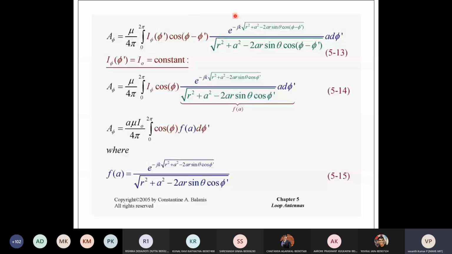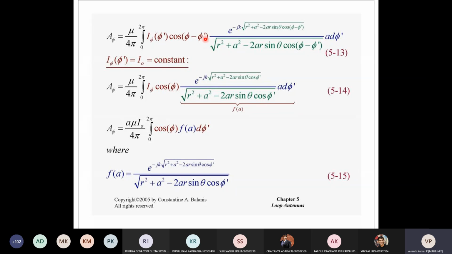If you take a complete loop, a phi will not see any difference as far as phi dash is concerned, any phi dash. If you take a point, it is different, but if you take a complete loop, a phi will not see any difference, because it will see an identical situation. So you can take phi dash as 0.